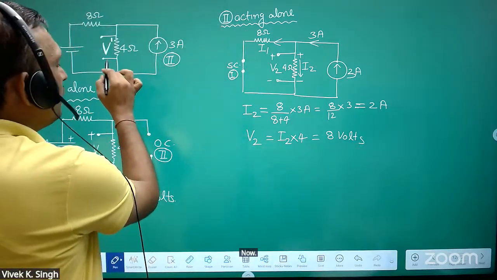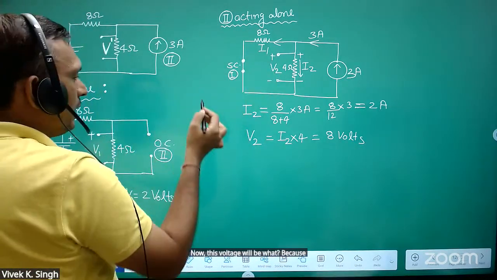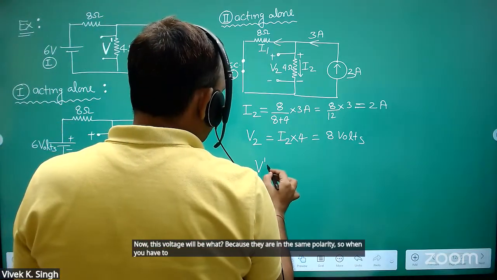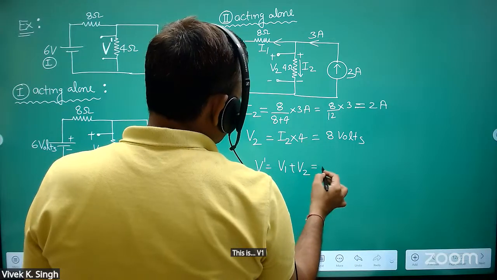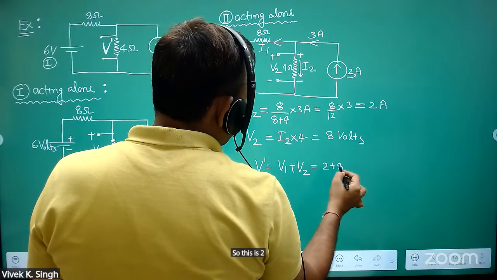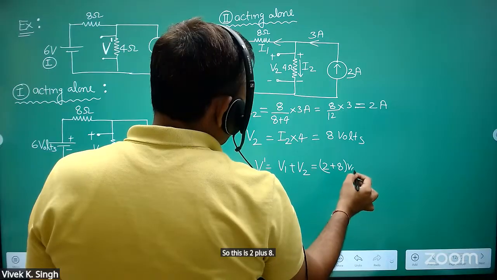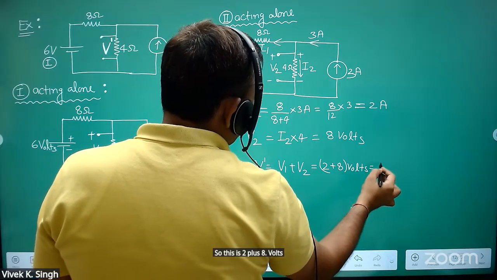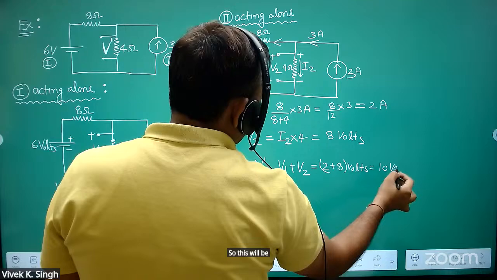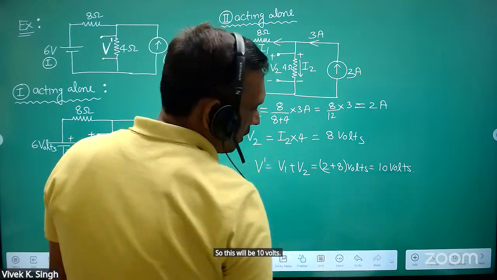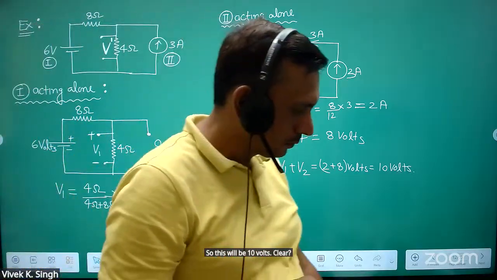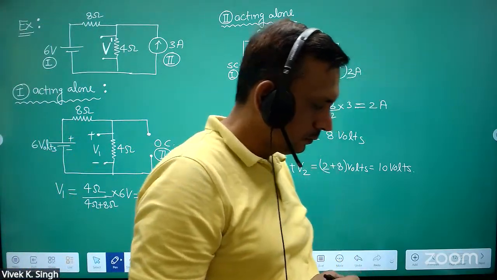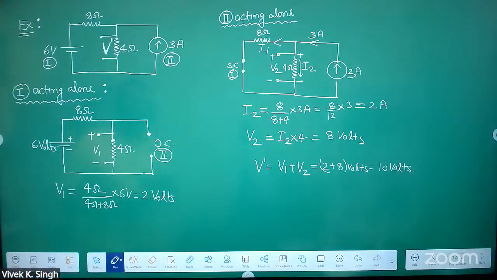Now this voltage will be what? Because they are in the same polarity, when you have to take their algebraic sum, this is V1 plus V2. So this is 2 plus 8 volts. So this will be 10 volts. Clear? Is it clear? Yes, sir.